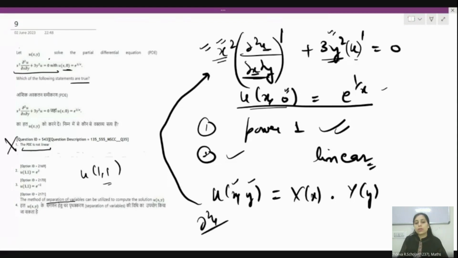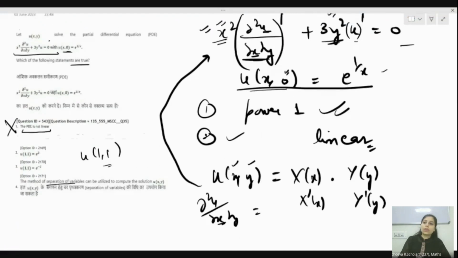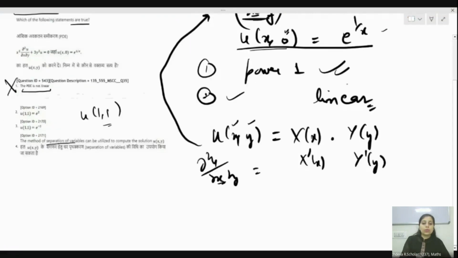∂²u/∂x∂y means firstly the derivative with respect to y. So I'm putting the derivative symbol as Y', that means the derivative of Y with respect to y. And then the equation should be differentiated with respect to x, so on X, that means the derivative with respect to x. Substituting this in the given equation, we get x² into X' Y'. X' is the derivative of the function of x with respect to x, and Y' is the derivative of the function of y with respect to y.